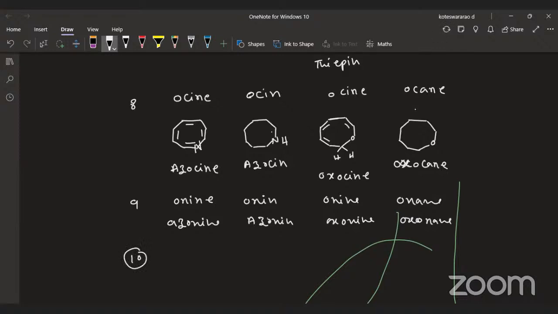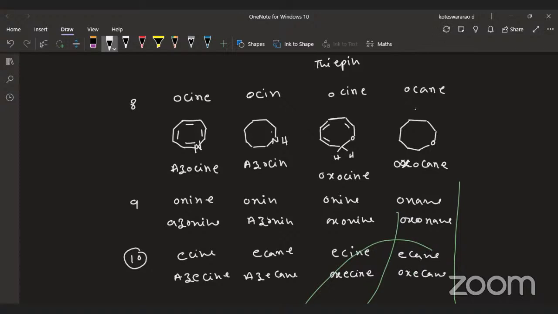The 5 is azoicyl, azoxyl, next to cycline, scale, size, oxycyl, oxycane. Here, all these are examples. Please consider, these are the examples.